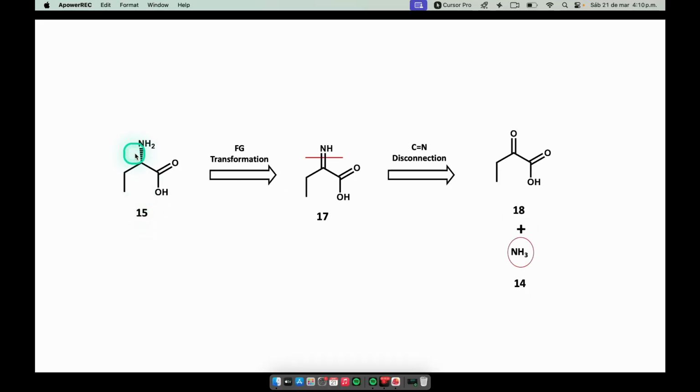The amino group of 15 can be generated through the asymmetric reduction of the imino group of 17, which is itself formed by a functional group transformation. The imino group of 17 functions as a retron and a carbon-nitrogen double bond disconnection produces the alpha-keto acid 18 and ammonia as a raw material.